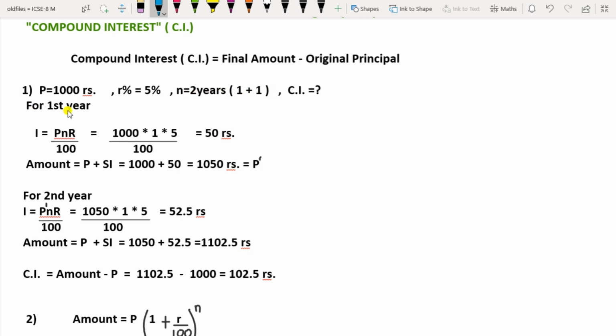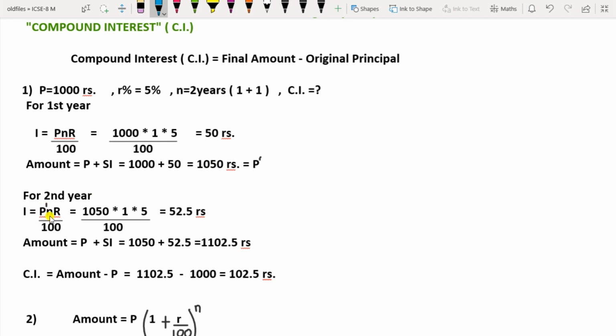Now for the first year, I equals PNR upon 100. Substitute P as 1000, N as 1 and R as 5, and it gives 50 rupees as the interest. Add it to the principal to get the amount. So your amount becomes 1050. This is the amount for the first year, and now that will become the principal for the second year. Let us consider it as P dash.